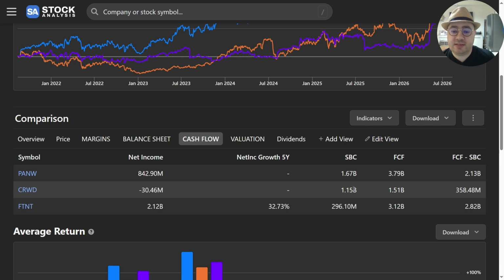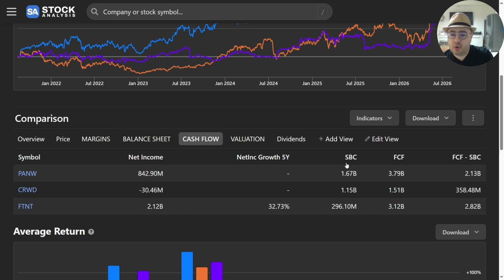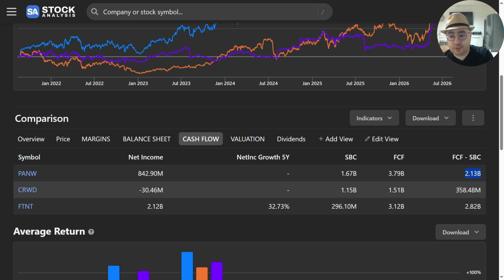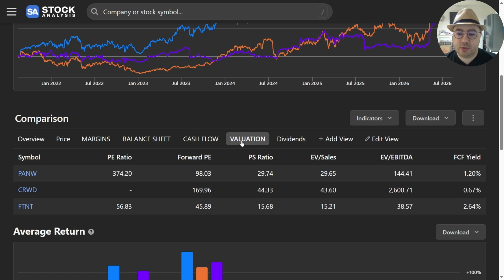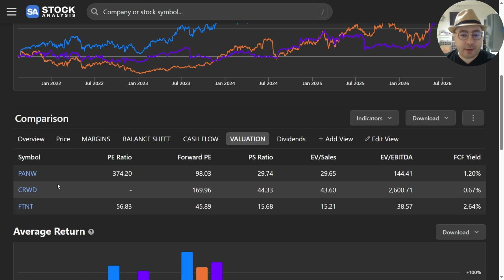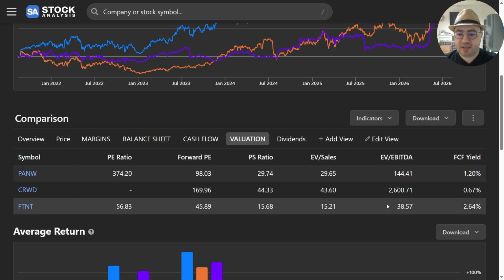We're going to look at the SBC. So SBC is 1.7 billion for Palo Alto Networks compared to the FCF. And when you subtract the SBC from the FCF, you're left with 2 billion for Palo Alto, a measly 350 million for CrowdStrike, and almost 3 billion for Fortinet. You can just look at a lot of numbers and say, yeah, it makes no sense for me to touch something like CrowdStrike. Someone else can have it. It's just not very shareholder friendly. Forward P/E 170. How are you ever going to make money with that?